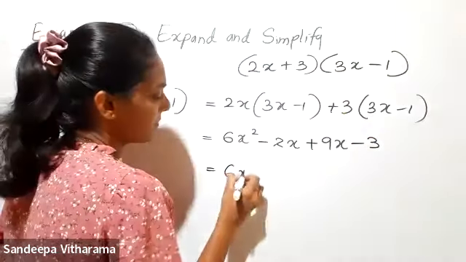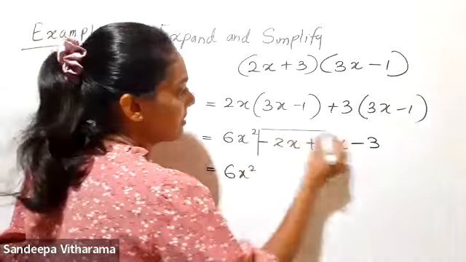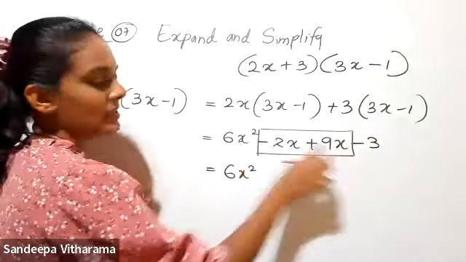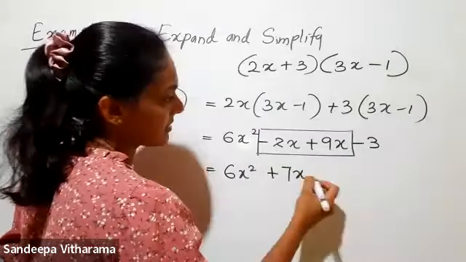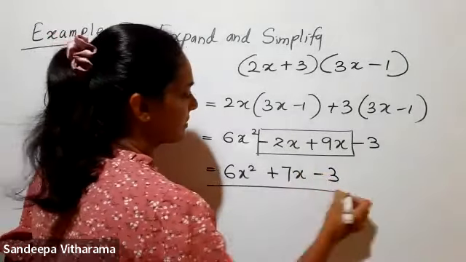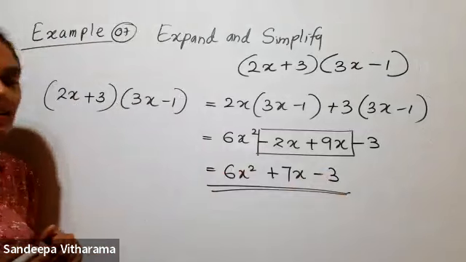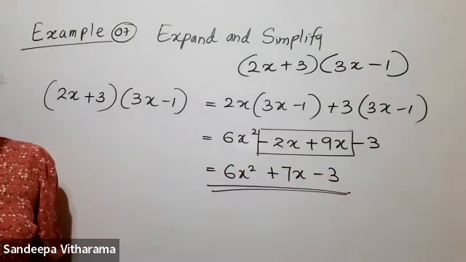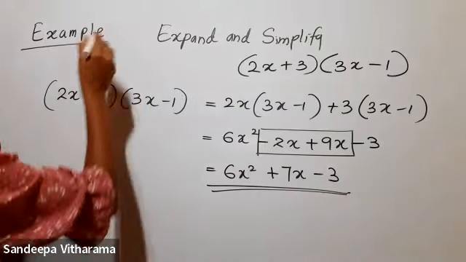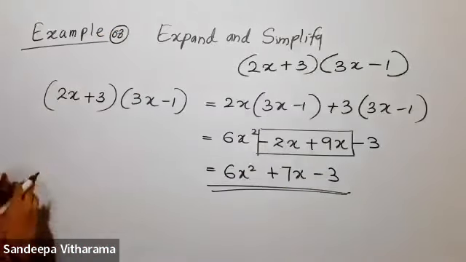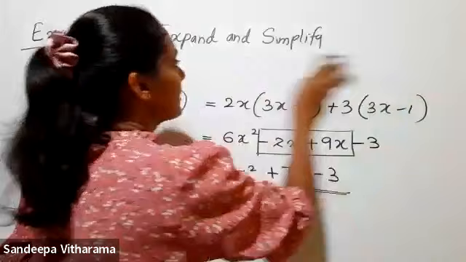Okay, when you simplify you can see here minus 2x plus 9x. That means the answer is 7x. This is the answer. I can see that some of you have got that answer, very good. Then the 8th question.